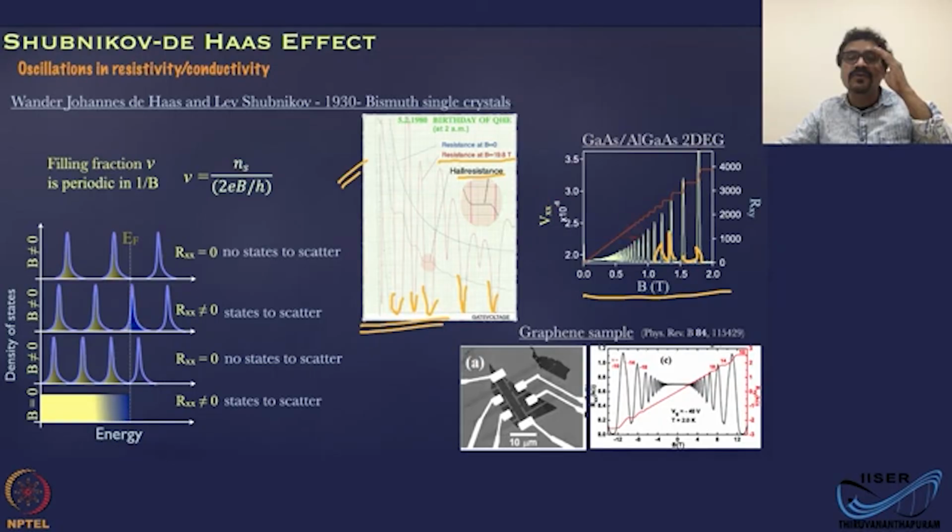And the red curve is the Rxy, that is the Hall or transverse component of the resistance, which we will discuss in the next class. Okay, and this is in a gallium arsenide, aluminum gallium arsenide 2-dimensional electron gas sample.